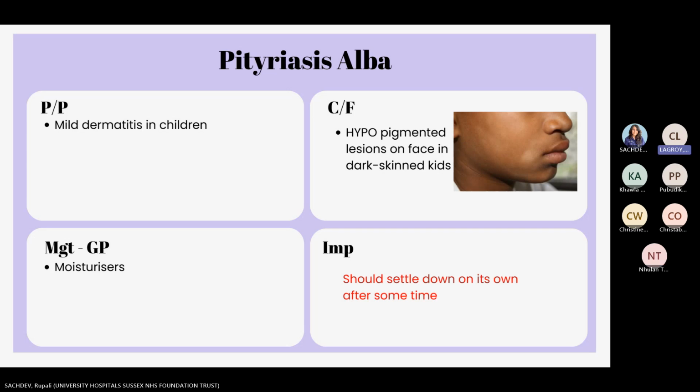So yeah. So pityriasis alba, it's mild dermatitis in children. The way it presents is a hypopigmented lesion on the face in dark-skinned children. So you can see it on the right corner of the mouth. It doesn't look very obvious, but you can see it. And it's usually just managed with some moisturizers. And the important point is that it should settle on its own after some time.